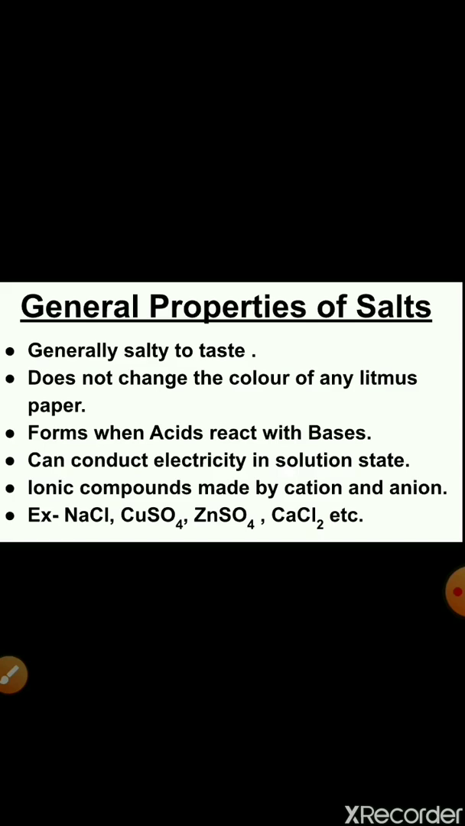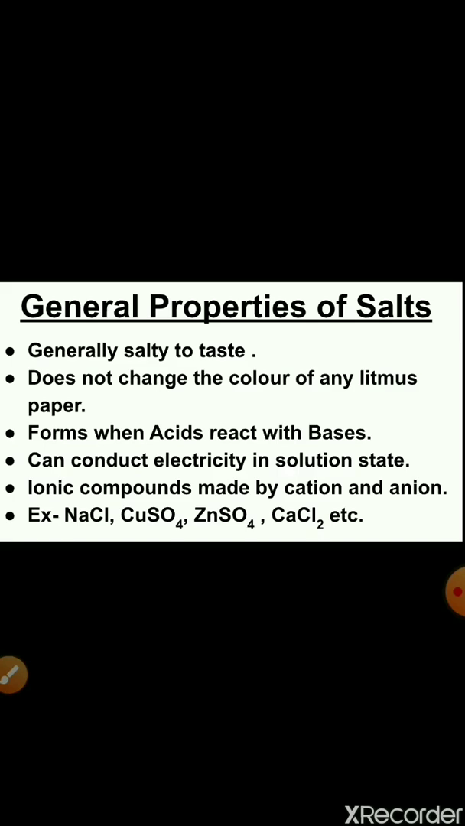If I am saying FeSO4, that is ferrous sulfate, it is also a kind of salt, but it is not necessary that it is salty to taste. Again, if I am saying CuSO4, that is copper sulfate, it is also a salt because it contains one positive and one negative charge ion, and it is formed by neutralization of acid and base. So in this way, remember what salts are. Generally the salts are salty to taste.